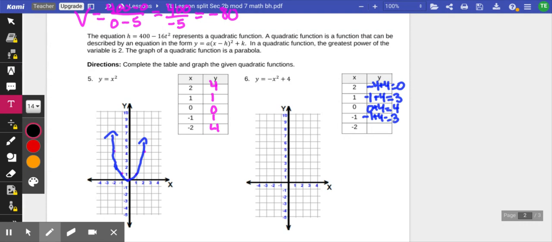Negative 2 squared. Negative 2 times negative 2 is 4. Make it negative. Negative 4 plus 4. We're getting back to our 0. Okay, so I'm putting a point at 2, 0. At 1, 3. At 0, 4. At negative 1, 3. And at negative 2, 0. And then I make my little graph.